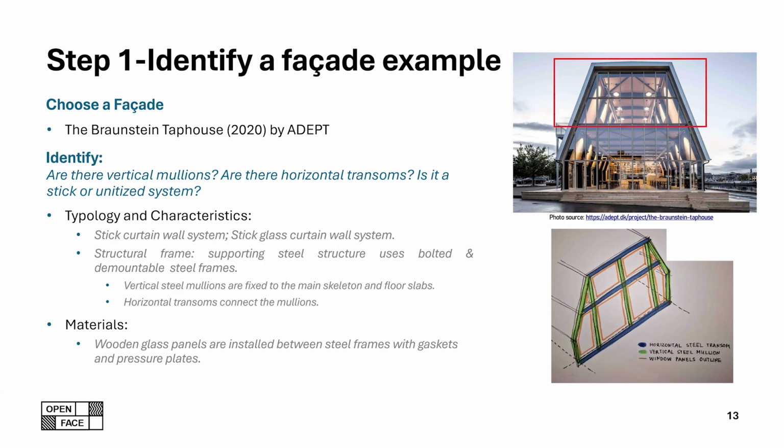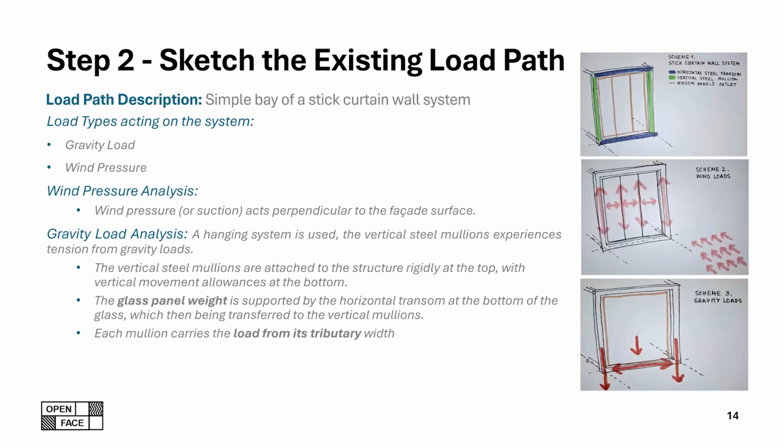Then if we go to step 2, again, we see in detail that the student clearly separates wind pressure from gravity load and explains exactly how each type of load moves through the facade, and specifically from the glass to the transom, then into the mullion, and finally into the building structure. You can see in the sketches on the right and also in the discussion forum that the load paths are very easy to understand here.